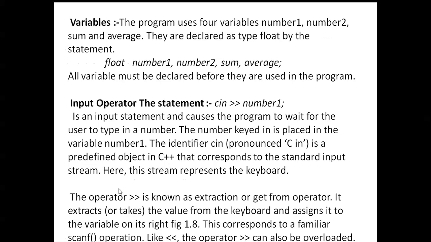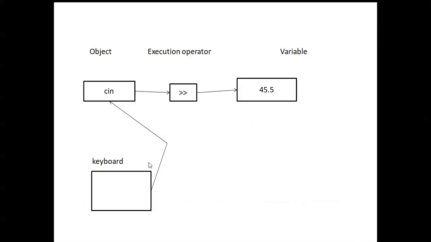Next, variables. In the above program we are using different variables: number1, number2, sum and average, four variables. These four variables are declared as floating point data type. Then you can see the input statement, which causes the program to wait for the user to type in a number. The number is placed in the variable number1. The identifier cin is a predefined object in C++. Like that, output also you can see here.